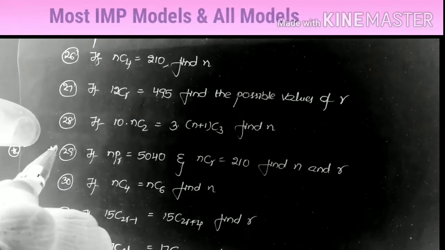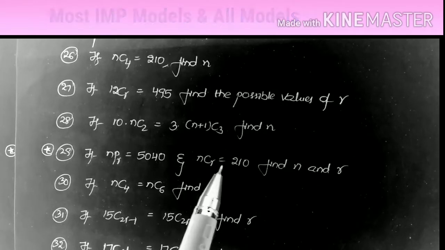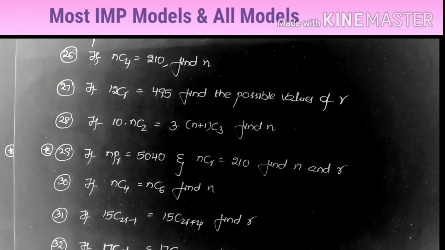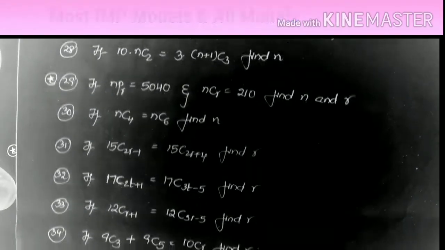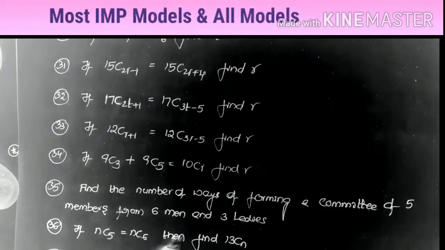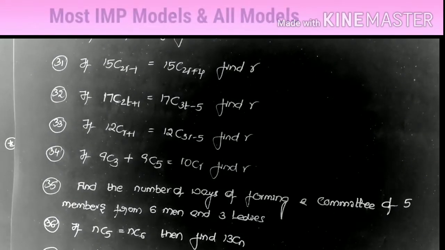And this is the most important 2 marks. NPR is equal to 5040, NCR is equal to 210, then what are n comma R? And the next one, n value, R value, finding all these values. And the next one, 9C3 plus 9C5 is equal to 10CR, then find R value.